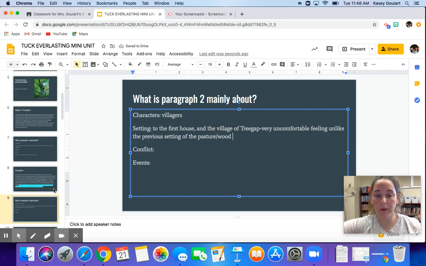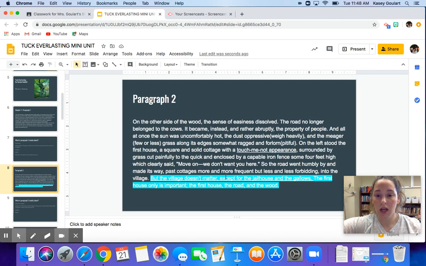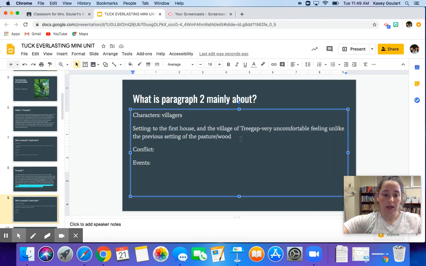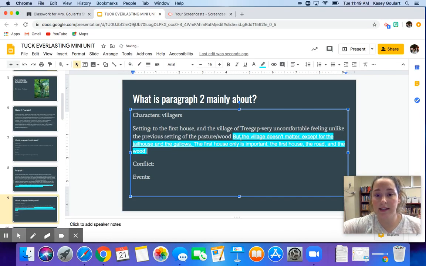And here's what I'm going to do for what we highlighted. Click back to paragraph 2. This statement that we highlighted blue, I'm going to Command C, copy it. And then I'm going to Command V, as in van, paste it after what I wrote next to setting, because all of these are technically settings, are they not? The first house is only important, the first house, the road, and the wood. So we've already been introduced to the 3 things that are the most important, allegedly, that the narrator tells us we're going to be reading about, okay?